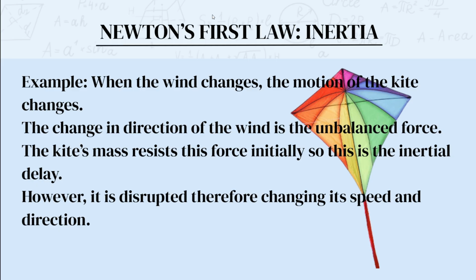So here's an example of inertia. You have a kite, and when the wind changes, the motion of the kite is going to change. This change in direction of the wind is the unbalanced force, and the kite's mass resists this force initially. This is called the inertial delay. However, it is going to then change its speed and direction after this initial delay.